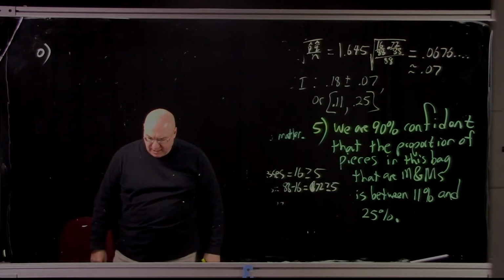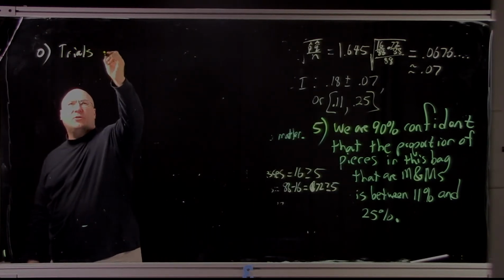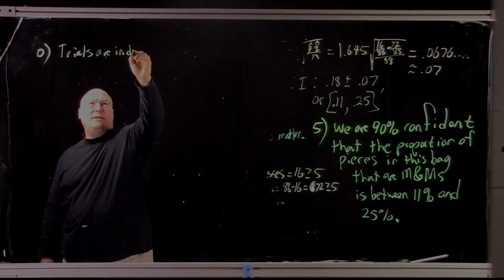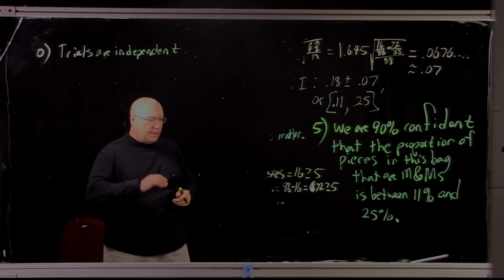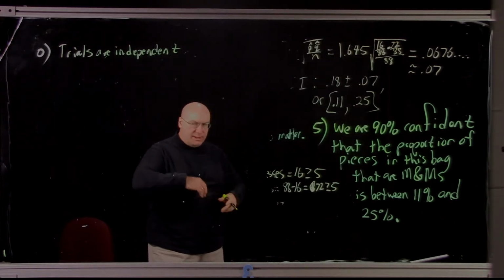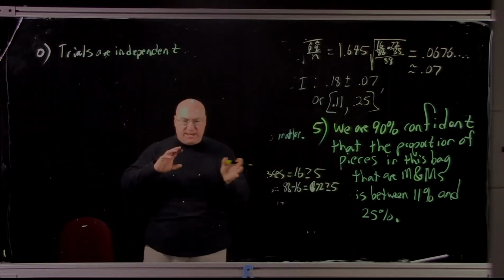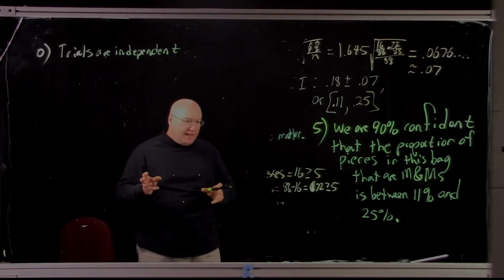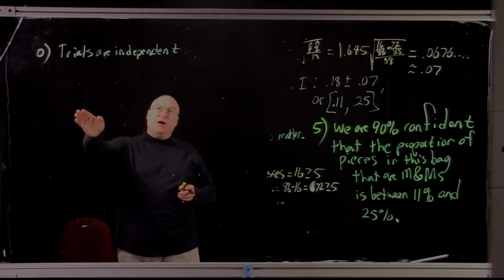Step 0. The trials are independent. The trials are, I poll one voter, and then I go poll another voter, and I poll another voter. I don't poll one voter and then poll his sister. I don't connect them in any way, right? I don't ask who's your best friend. I'm picking them utterly randomly, so they are independent.